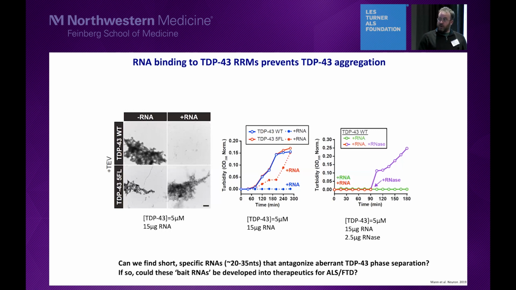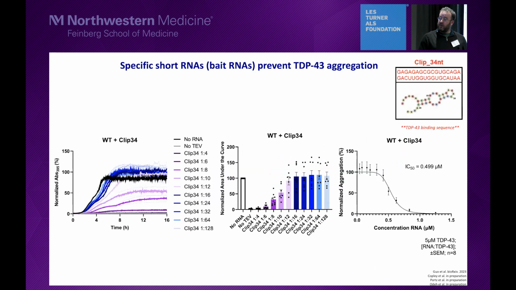And so we've begun with this lead bait RNA that we call CLIP34. This is a natural TDP43 binding sequence that you find in the 3' UTR of TDP43's own mRNA. And it's this region of the TDP43 mRNA that TDP43 engages to repress its own translation.